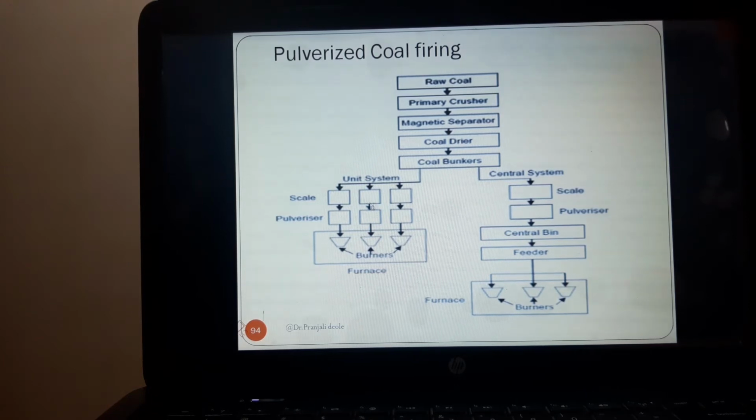In the unit system, the coal first enters the scale where it is measured, and then it enters the pulverizer. From the pulverizer, the coal is given to the burners in the furnace. In the central system, again the coal enters the scale where it is measured, and then the pulverizer. From the pulverizer, the coal enters the central bin and then the feeder. From the feeder, the coal is given to the burners which are kept in the furnace. So this is the general flow of a pulverized coal firing system.